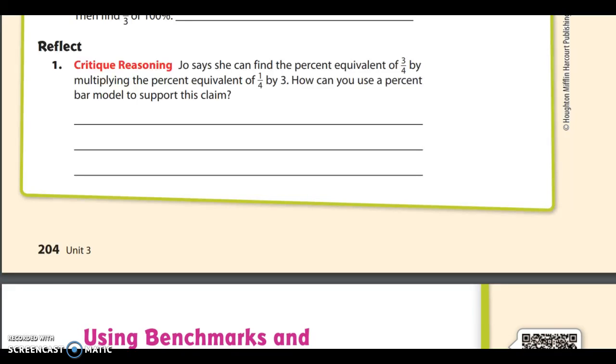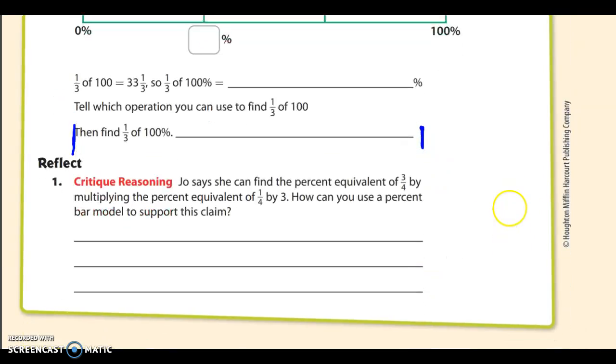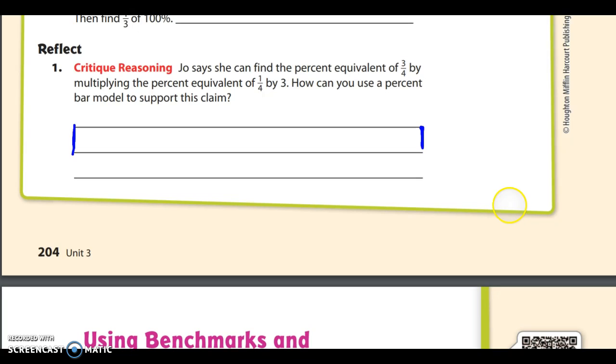So I think a really good way to do this might be to redraw it. So what I'm going to do is turn these top two lines right here into a percent bar model. And the percent bar model started right here with, actually let me go look at the top real quick. Let's go to the top of the page and look. We had our percents on the bottom and our fractions on top. So check this out. You can draw it with me if you'd like.